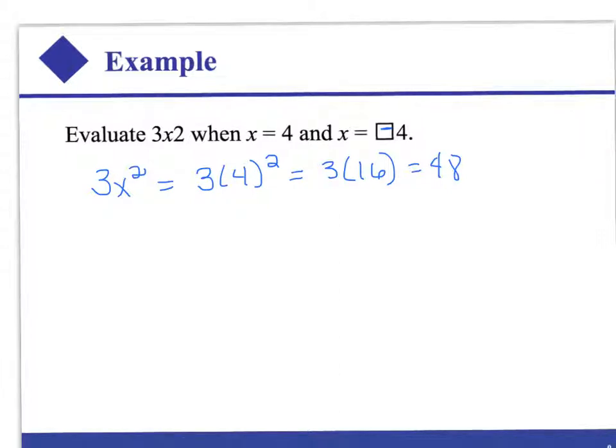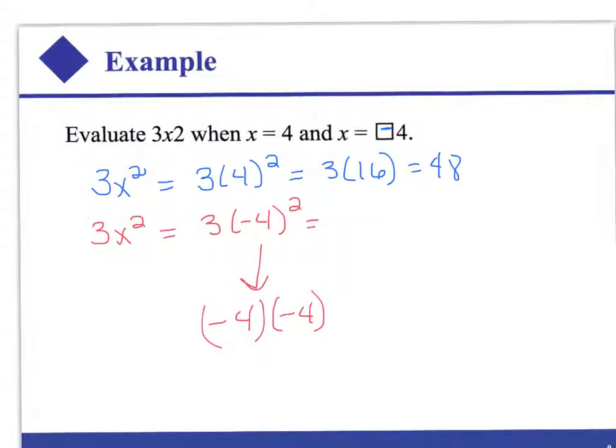And if we go in and do 3x squared, and we're going to sub in the negative 4, 3 times negative 4 squared. Now think about it. How many negative signs? This is the same as saying negative 4 times negative 4. This is why this problem comes out to be the same thing, because you have an even number of negative signs. Be careful.